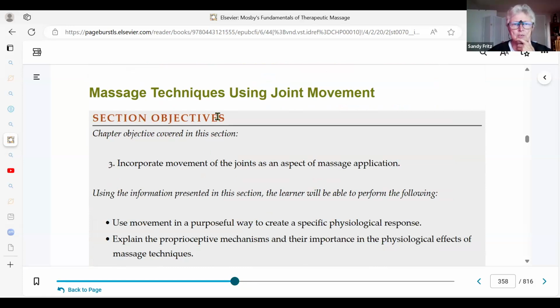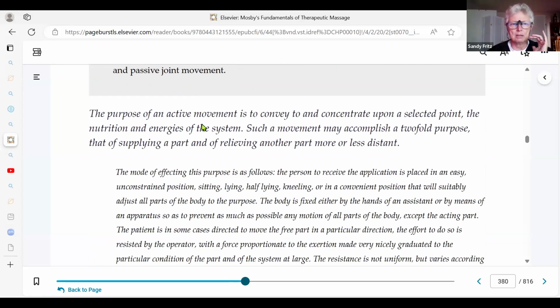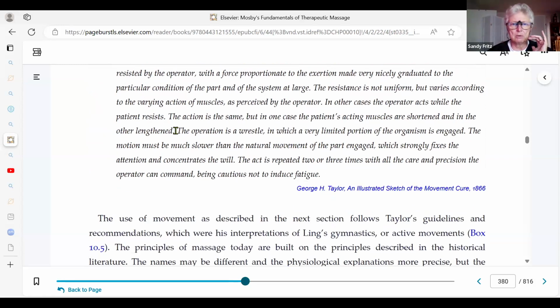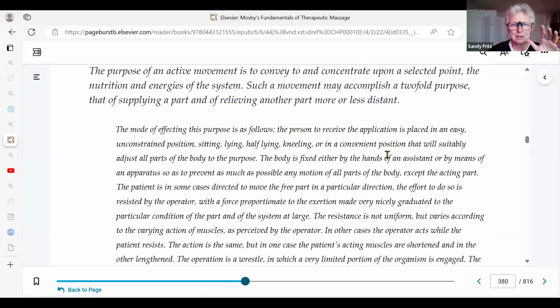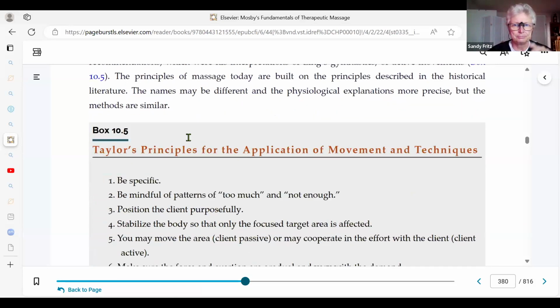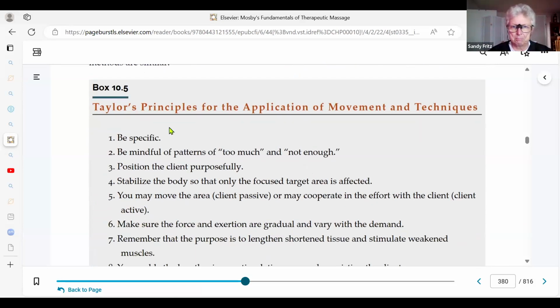And then joint movement techniques, active and passive, rhythmic movement of the joints, and that easily moves into an assessment along with intervention. Very important. So this is from George Taylor and his sketch of the movement cure, which is what Swedish massage sort of was initially called. So it's kind of fun to look at all of that. And so here are the principles that were broken out.